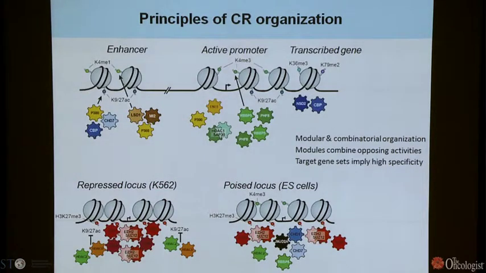So just to conclude, then, we now have, I think for the first time, pretty detailed maps of the different kinds of regulators that are sitting at enhancers, sitting at active promoters, sitting in genes, sitting at repressed loci in differentiated cells or in ES cells. There's a modular and combinatorial organization. The modules have opposing activity. This is all a chemistry experiment. You have acetylases and deacetylases sitting at the same places and sort of battling each other to reach homeostasis. And finally, the target gene sets imply some high specificity.